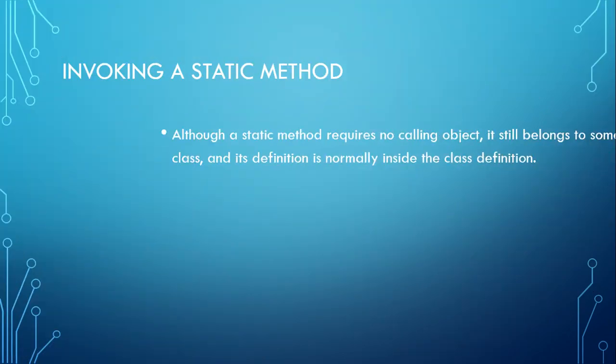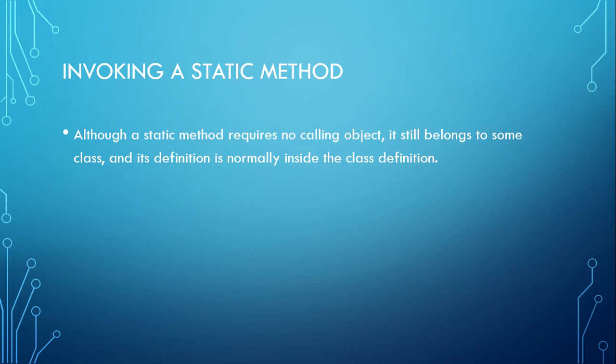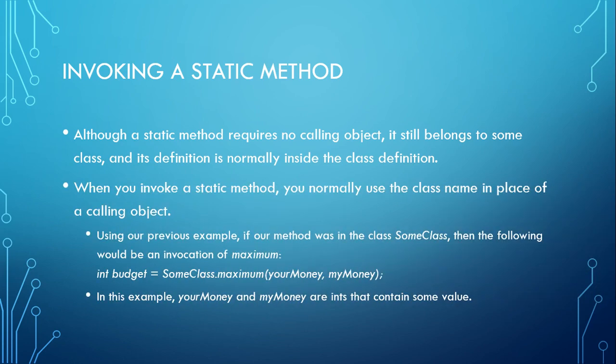Now, when we talk about invoking a static method, the key thing to remember is that although a static method requires no calling object, it still belongs to some class. It's not just floating out there in space. And the definition of that method is normally inside of the class definition. So when you invoke a static method, you normally use the class name in place of a calling object. So using our previous example, if our method was in the class SumClass, then the following would be an invocation of maximum: int budget = SumClass.maximum(yourMoney, myMoney), where yourMoney and myMoney are ints containing some numerical value.